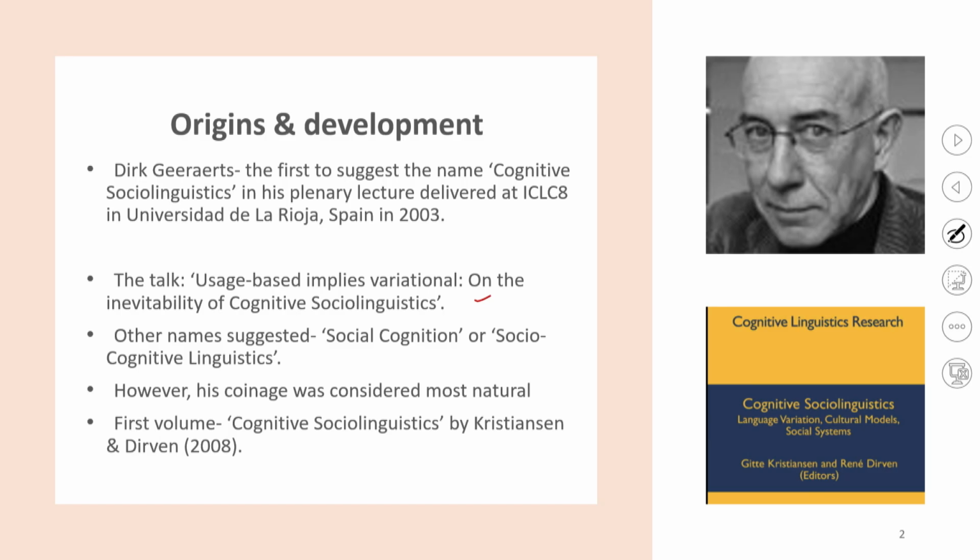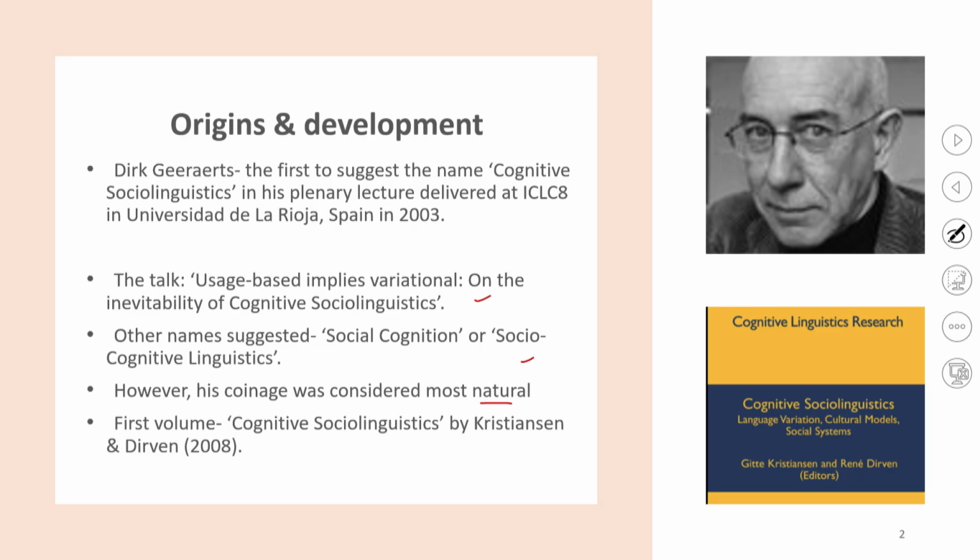Other names have also been suggested, such as social cognition and socio-cognitive linguistics. Social cognition we have also covered in this module. However, his coinage was considered most natural, and this has remained so. The discipline is now called cognitive sociolinguistics. This has kind of stuck.